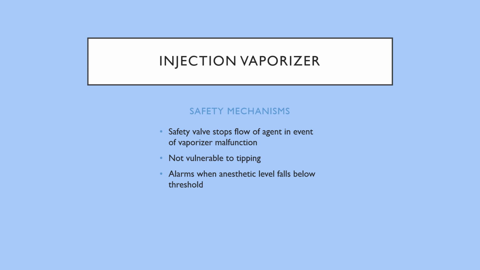Some of the safety mechanisms inherent with the injection vaporizers include a safety valve that stops the flow of agent if the vaporizer malfunctions. It is also not vulnerable to tipping, and then there are alarms when the anesthetic level falls below a certain threshold.